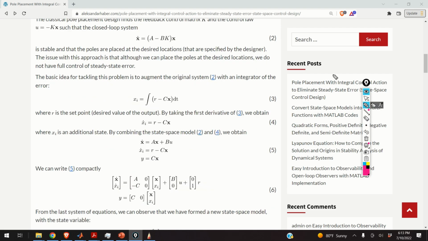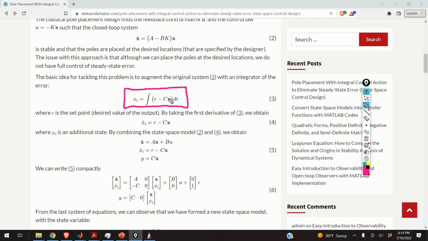As we have mentioned previously, the issue with this approach is that although we can place the poles at the desired locations, we do not have full control of steady state error. So we need to upgrade our control method. And this upgrade is performed by adding this equation.